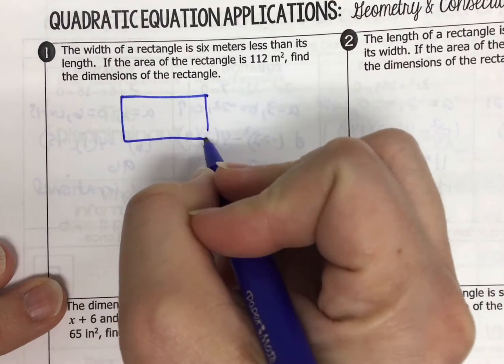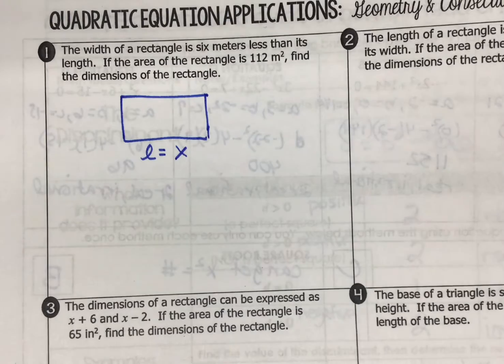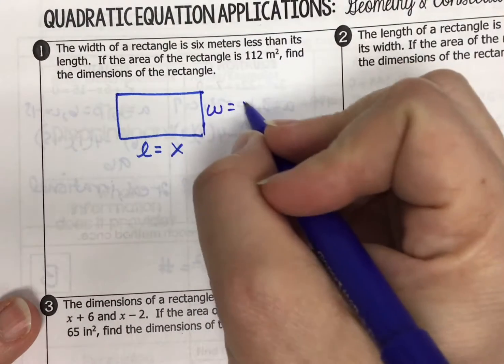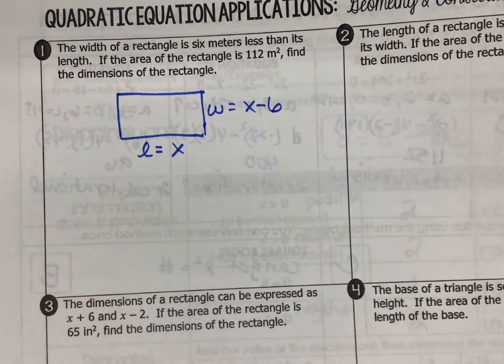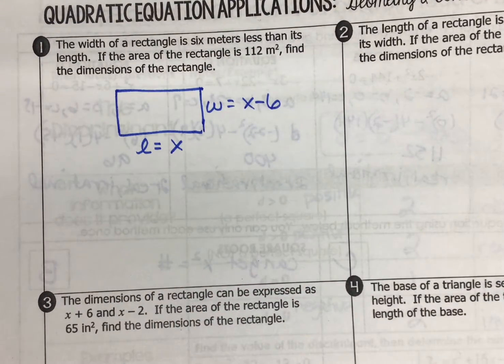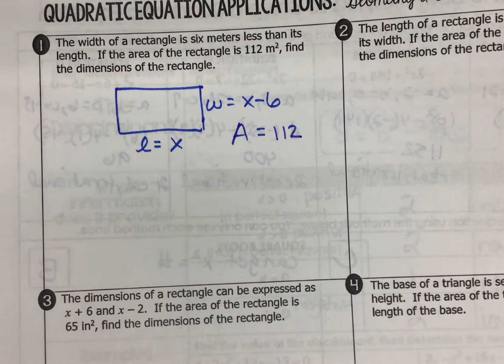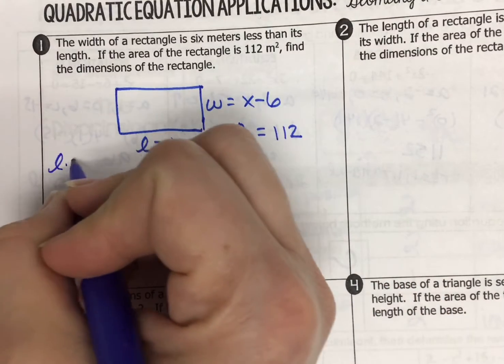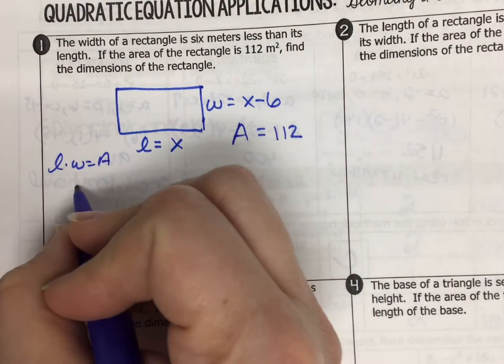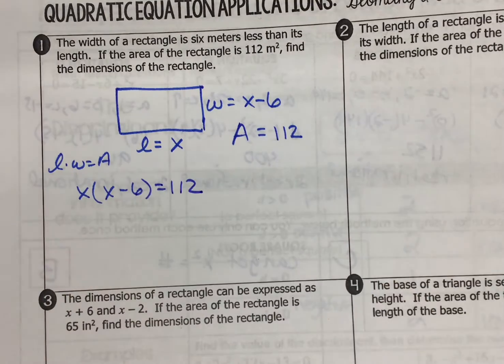So we're going to draw our rectangle. The length we're going to call x, okay? And the width is 6 less than that, so it's x minus 6. So like if this was 10, this would be 10 minus 6, and so on. We also know that the area is 112. And I know from geometry that for a rectangle, length times width equals area. So x times x minus 6 equals 112. So I have a quadratic equation.